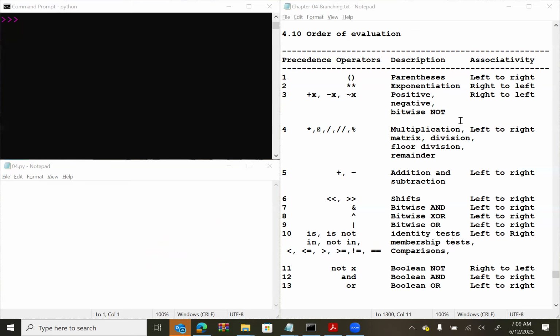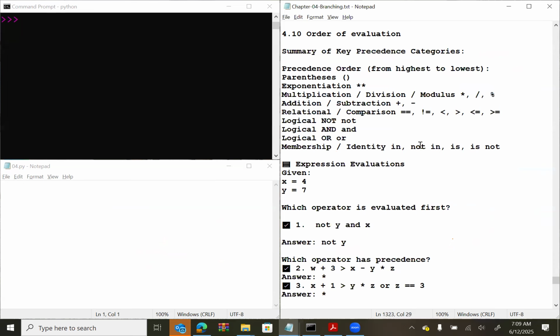Now, this is the summary of that part. Parentheses will be solved first. Then power sign, then multiplication, division, modulus, then plus minus, then comparison operators, logical operators: not, and, or. Identity operator is the last one.